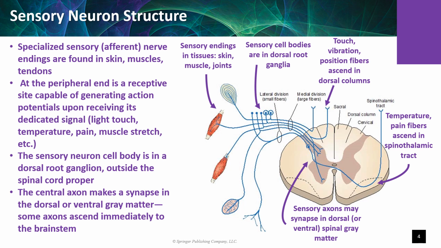Small fiber modalities of pain and temperature are carried by axons that enter through the lateral dorsal root, bifurcating into branches that can ascend or descend within the spinal cord or can make an immediate synapse in the dorsal horn.